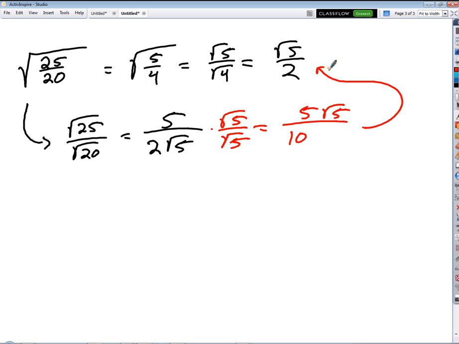Okay. They both work. I think in general, it's going to be easier to reduce the stuff inside so your numbers are smaller. I think in general. There might be some rare instances where it works out well both ways. Okay? Let's try another one.